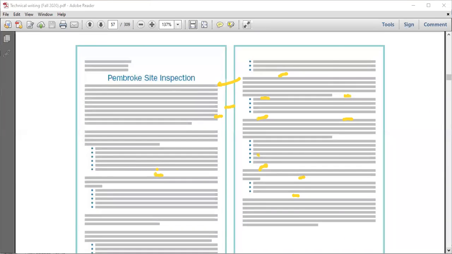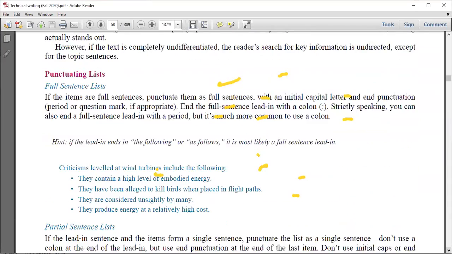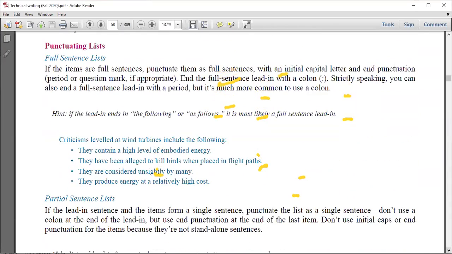Now let's go ahead. The next topic is how to punctuate lists. This is another important and interesting topic, rather. Let me clear all of this first. Full sentences list. If the items are full sentences, punctuate them as full sentences.